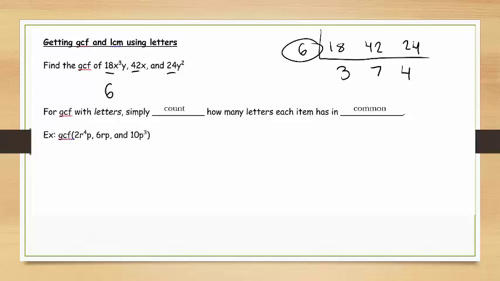And if you look, we have x to the third, x, and no x's. So since they don't all have an x, I can't write x. Same thing with the y's. They don't all have a y, so I can't write y. That's my GCF.